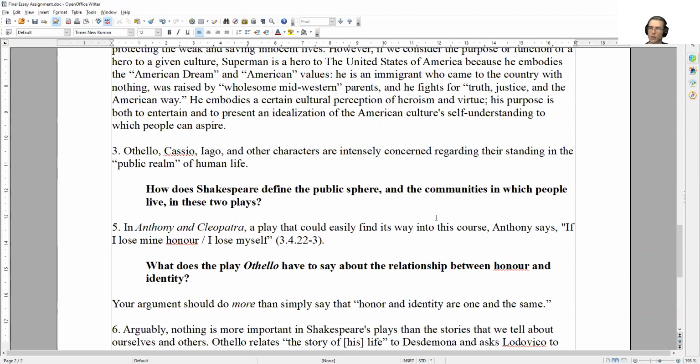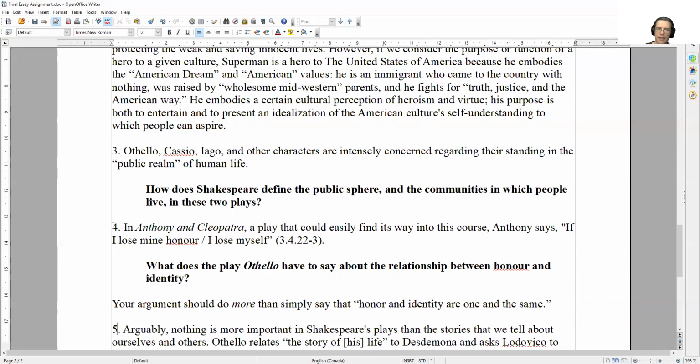If you want to address this question, think back to that summary slide or review the summary slides that I posted about Elizabethan notions regarding public life. Shakespeare is not necessarily advocating for or validating those perceptions, but they might be a good starting point to think about how you want to approach this question.